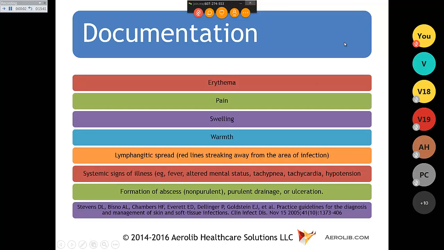So simply put, documentation needs to have wordings of erythema, pain, swelling, warmth, lymphangitic spread, systemic signs of illness. So is there fever? Is there altered mental status? Is there tachypnea, tachycardia, hypotension? Is there abscess formation, whether it's purulent or non-purulent, or is there ulceration? And again, this has been documented many a times, right from medical school literature to some new practice guidelines for management of skin and soft tissue infections.